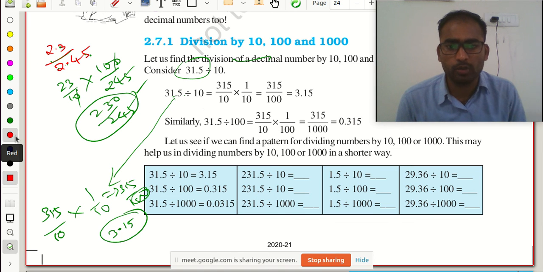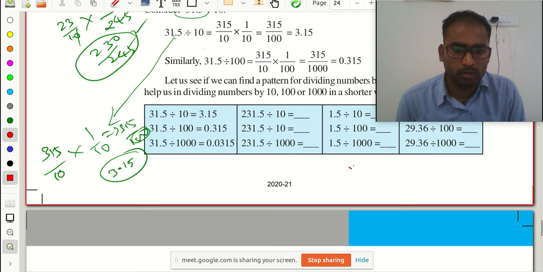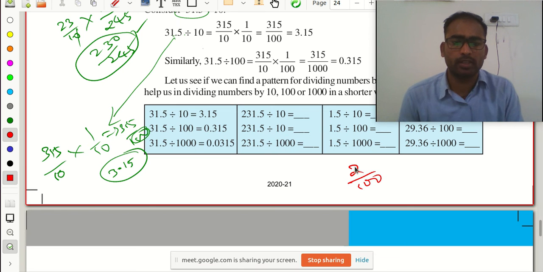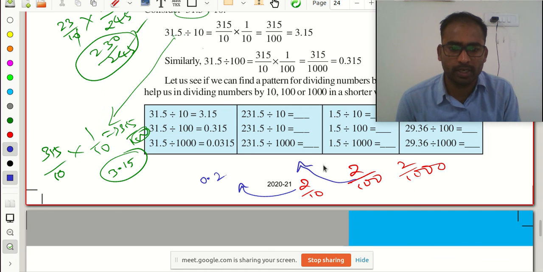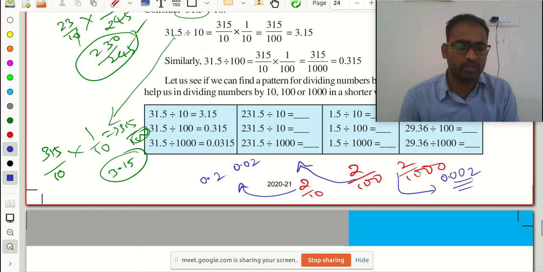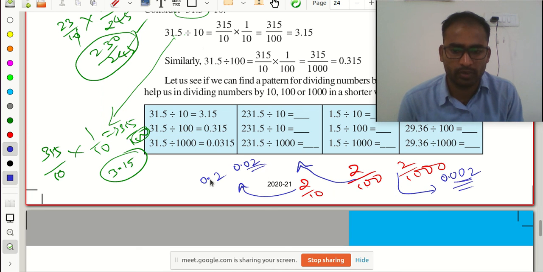Suppose how to write 2 by 10, 2 by 100 and 2 by 1000. I can write this 2 by 10 as 0.2. This 2 by 100 can be written as 0.02, and this 2 by 1000 can be written as 0.002. After the decimal we should be having three numbers for 1000. After the decimal here two numbers, why? Because two zeros are there. After the decimal one number only, why? Because one 0 is there. Clear?